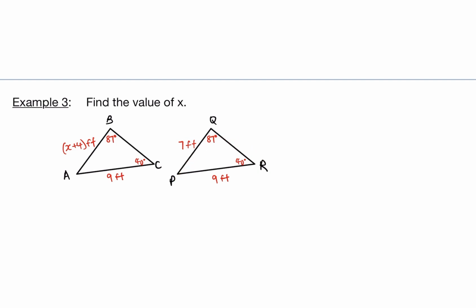Well, we see that angle B is congruent to angle Q. We also see that angle C is congruent to angle R, and then side AC is congruent to side PR. So we have an angle, angle, side scenario, so we would say that they are congruent. And because they are congruent, we can safely say that side AB is the same as side PQ. So that means x plus 4 is equal to 7, and x works out to be 3.